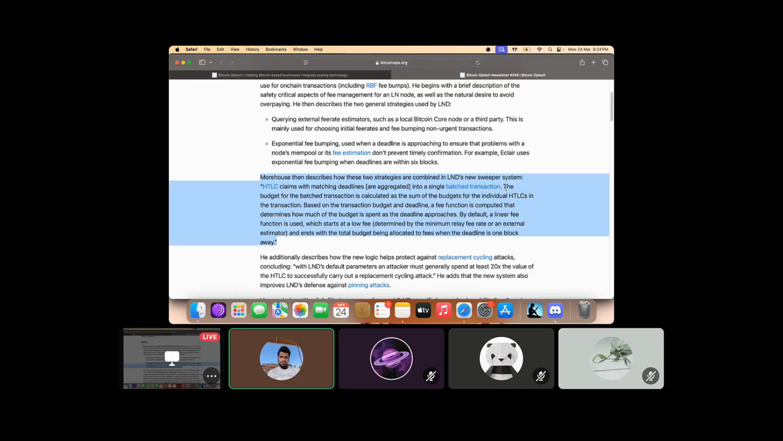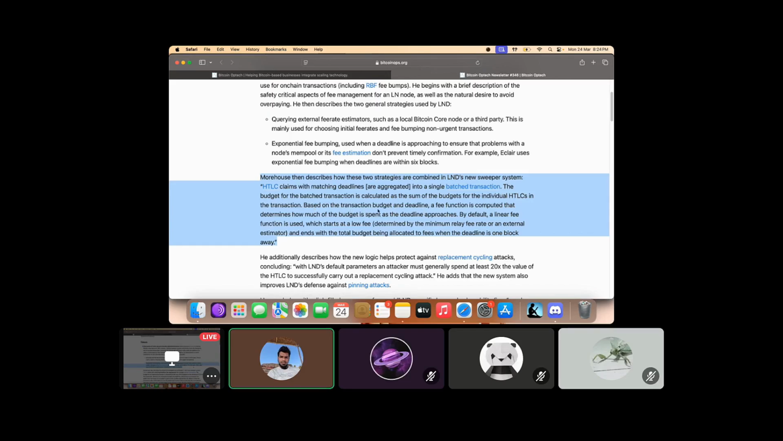The budget for the batch transaction is calculated as the sum of the budgets for the individual HTLCs in the transaction, right? So the fee budget that you have allocated for each HTLC, it's clubbed, it's batched along with the transactions, and that's the cumulative budget to ensure the confirmation of all the batched HTLCs based on the transaction budget and deadline.